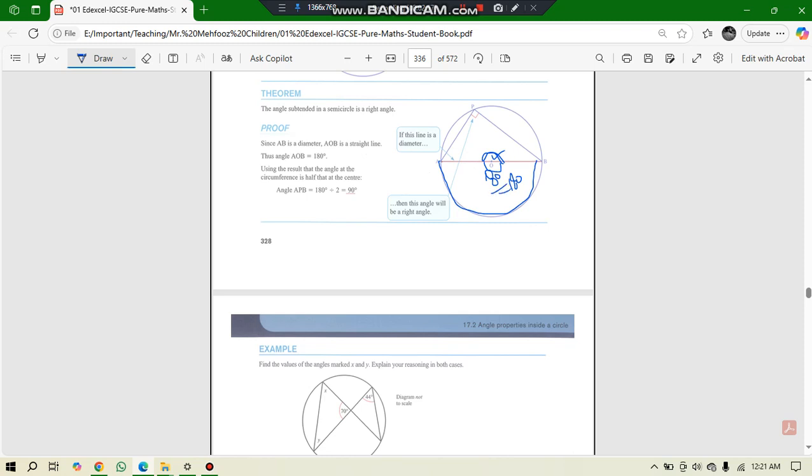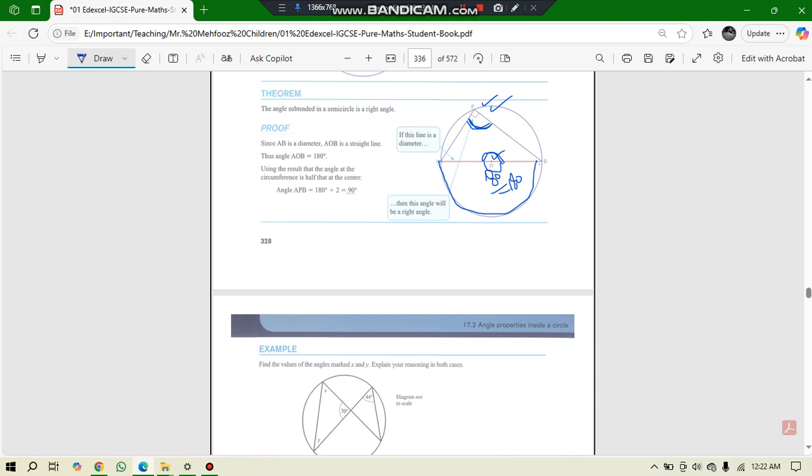So the angle subtended by the same arc at the circumference of the circle is exactly half. And what is half of 180? That is 90 degrees. That's so simple. So these two theorems use the previous results. Okay, so the previous result is very important.